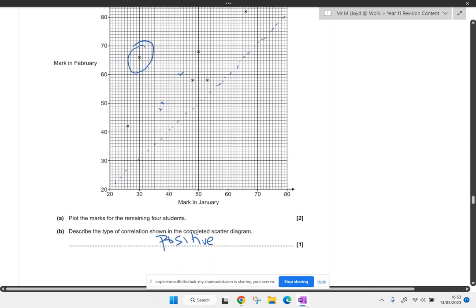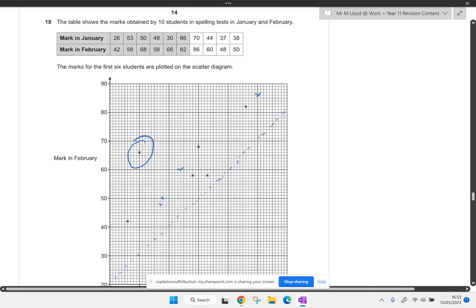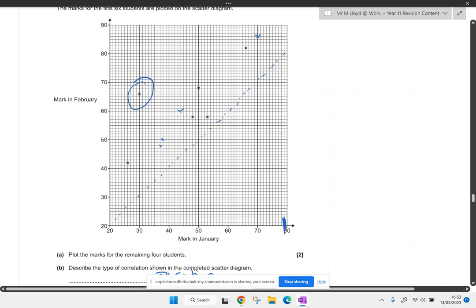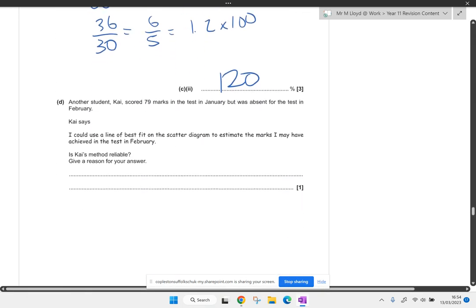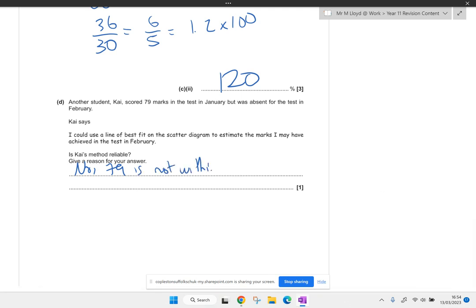79 marks in January, right? So 79 would be the highest that we've got, and it would go all the way up here. Problem is, this is not within our data set at all. So our data set goes from 70 to about 25, 26. So that would be extrapolation. So we'd say no, and 79 is not within our data set or our data range. And you can comment on extrapolation if you choose to.